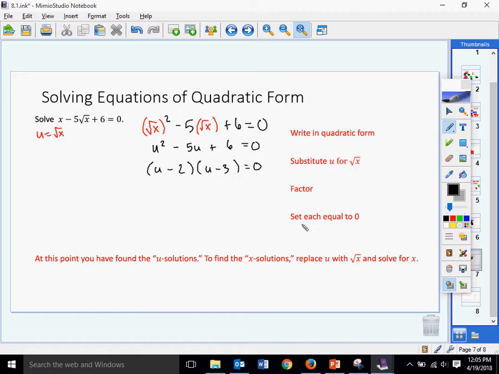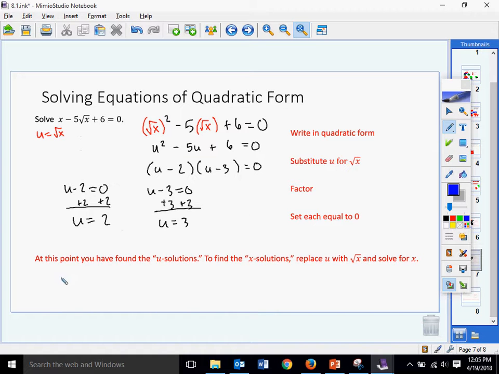Now that I factored, I need to set each of them equal to 0. So u minus 2 equals 0 and u minus 3 equals 0 and solve. I get u equals 2 and u equals 3. But remember, we don't want u, we want x solution, so we got to substitute back in whatever we let u equal.